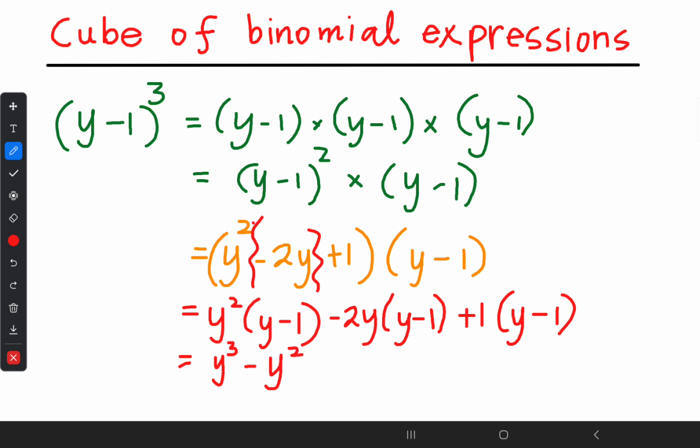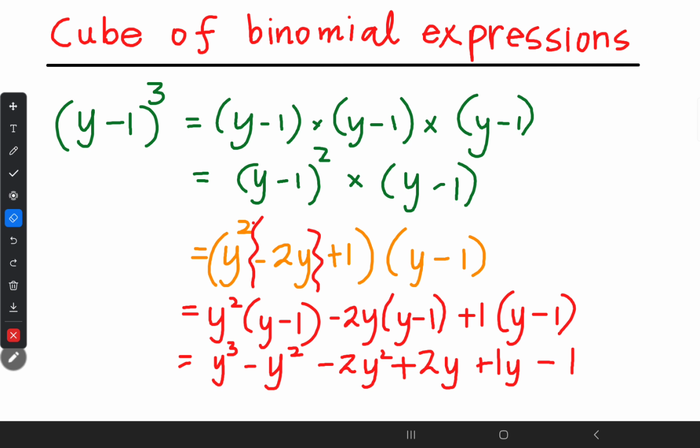This is just multiplication and expansion. Y square times y is y cube. Y square times negative 1 is negative y square. Next, negative 2 times y is negative 2y square. Then negative 2 times negative 1 is positive 2y. In the final bracket, 1 times y is 1y. Then finally, 1 times negative 1 is negative 1.